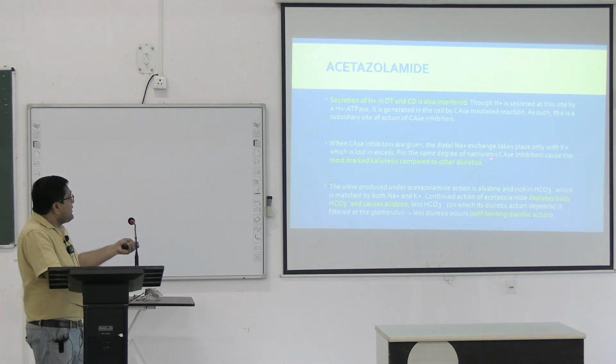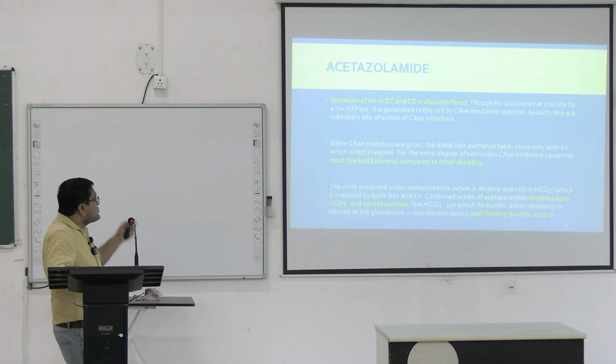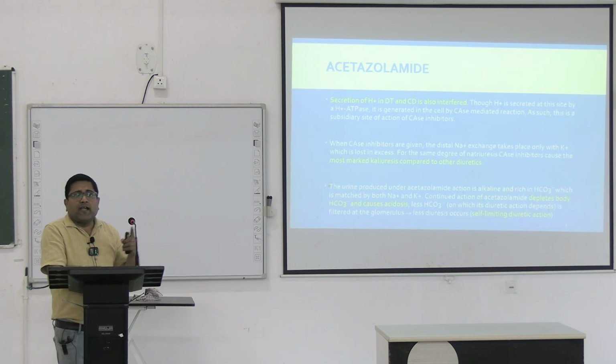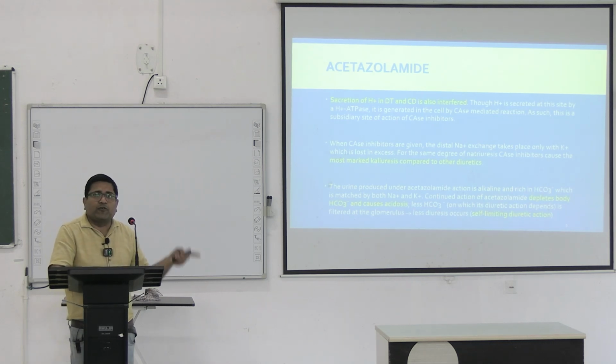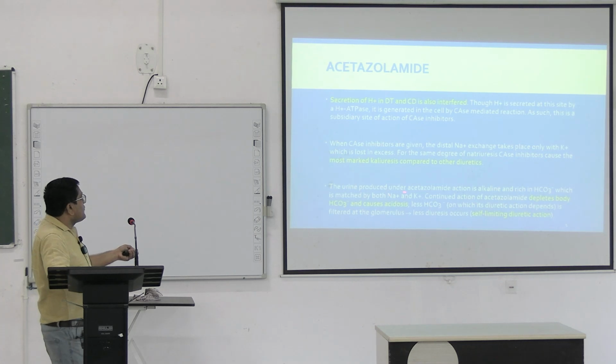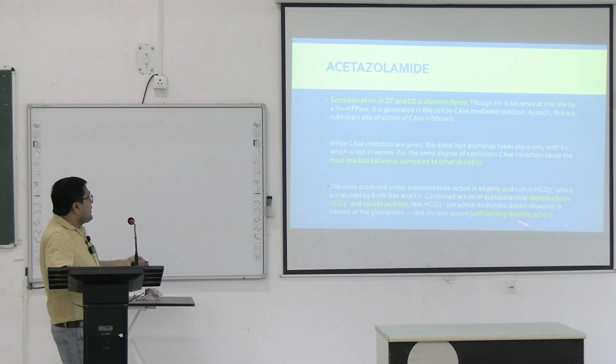So for the same degree of natriuresis, carbonic anhydrase inhibitors cause the most marked kaliuresis compared to other diuretics. Loop diuretics and thiazide diuretics cause more, but acetazolamide causes potassium loss. The urine produced under acetazolamide action is therefore mildly alkaline, rich in bicarbonate, which is matched by both sodium and potassium.